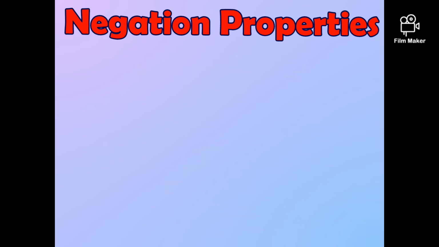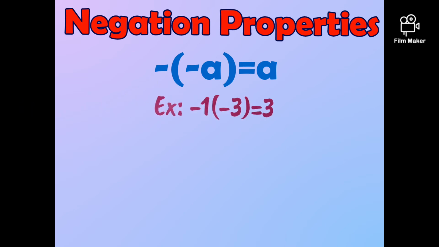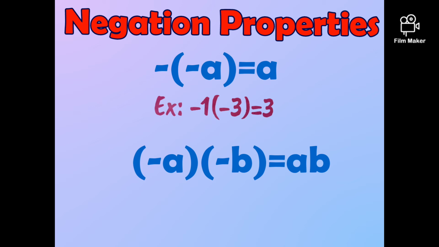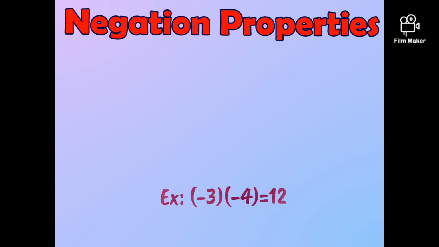Next, we have another negation property. If we multiply two negative numbers, the result will always be positive. Let negative 1 multiplied by negative a be equal to positive a. For example, negative 1 multiplied by negative 3 is equal to positive 3. And also, negative a multiplied by negative b is equal to positive ab. For example, negative 3 multiplied by negative 4 is positive 12.